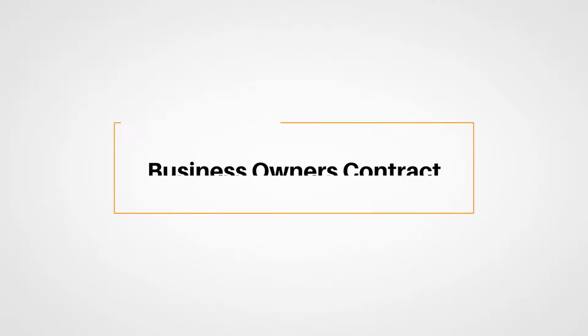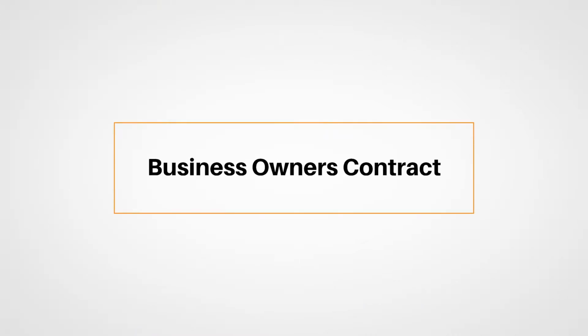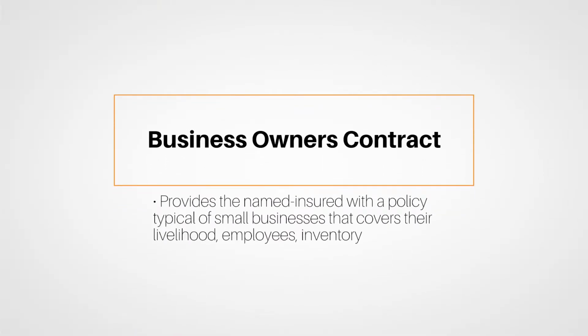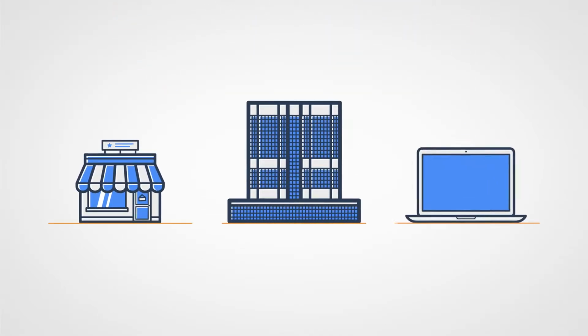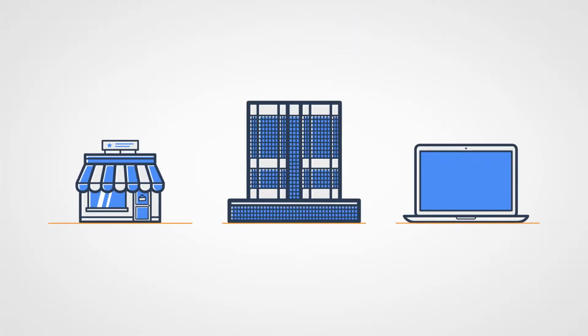The business owner's contract provides the named insured with a policy that has most of the coverage a typical small business owner would need to properly protect their livelihood, employees, inventory, and more. Yet, not all businesses qualify for this coverage, as there are limitations involved with this contract. Coverage in a BOP is very specific as to the types of businesses that may be insured, so it's important that you have the right knowledge when discussing business and commercial insurance coverage with your clients, and that they understand the limitations of this policy.